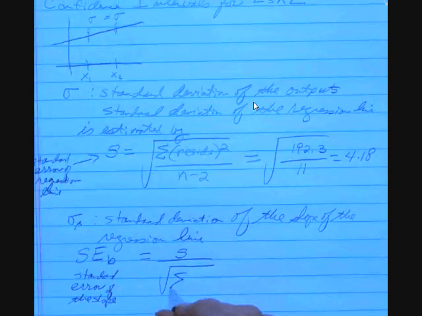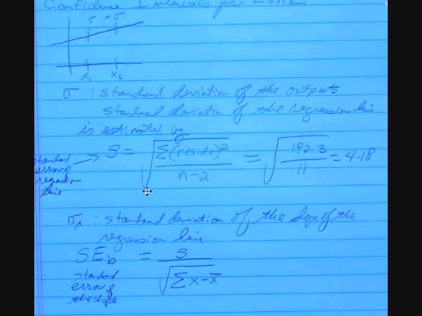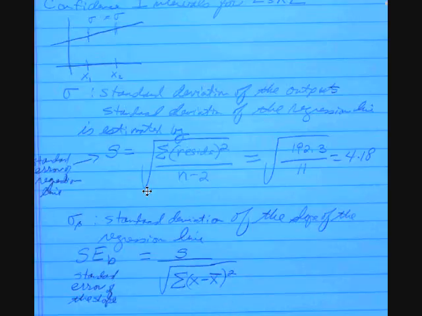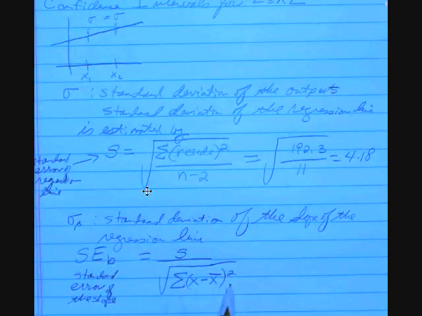The sum of each of my inputs minus the mean of the inputs, squared. And then sum it. So the summation happens after the squaring. Okay. Take each input, subtract the mean, square it, then sum all those up. And then take the square root of all that.